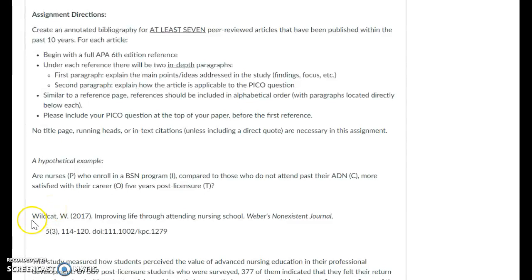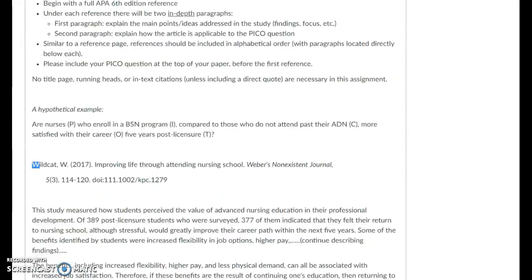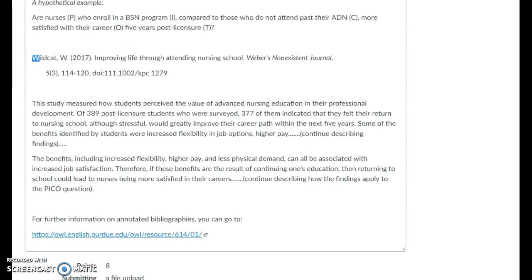So, that does mean that out of your at least 7 peer-reviewed articles, this one would come fairly late in, I would imagine, because the first letter of the author's name is a W. So make sure that those are alphabetized. And also make sure to include your PICO question at the top of your paper. That's incredibly important so that your professor can see how each of those articles relates back to your PICO question. So there's a little hypothetical example in there, as well as how you would start those paragraphs and kind of what that would look like.